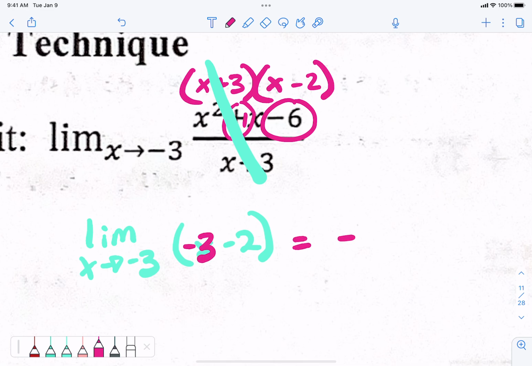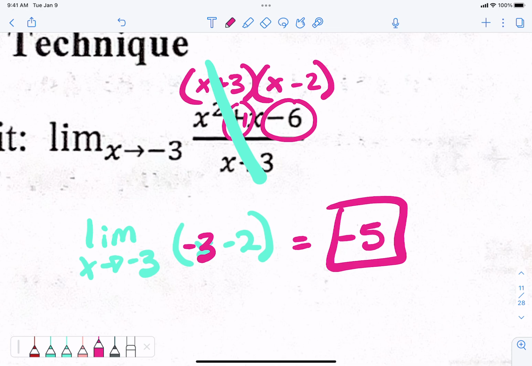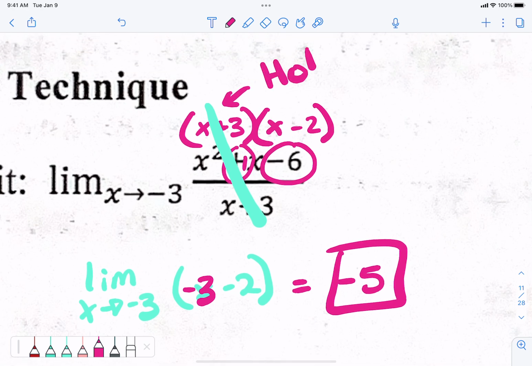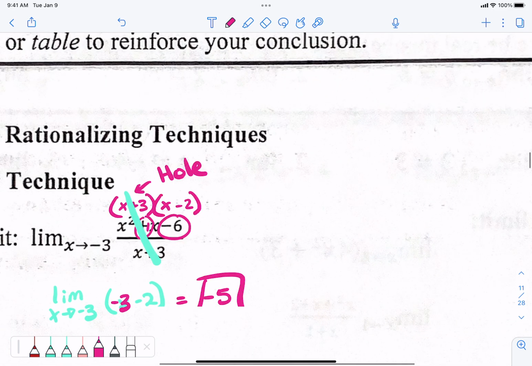Sure, and you get the limit, or the y coordinate, if there was a y coordinate. There's not, because there's a hole here, right? This means that there's a hole. That hole's y coordinate should have been negative 5. It doesn't actually exist because it's a hole, but if there was a y coordinate there, it would have been at negative 5.